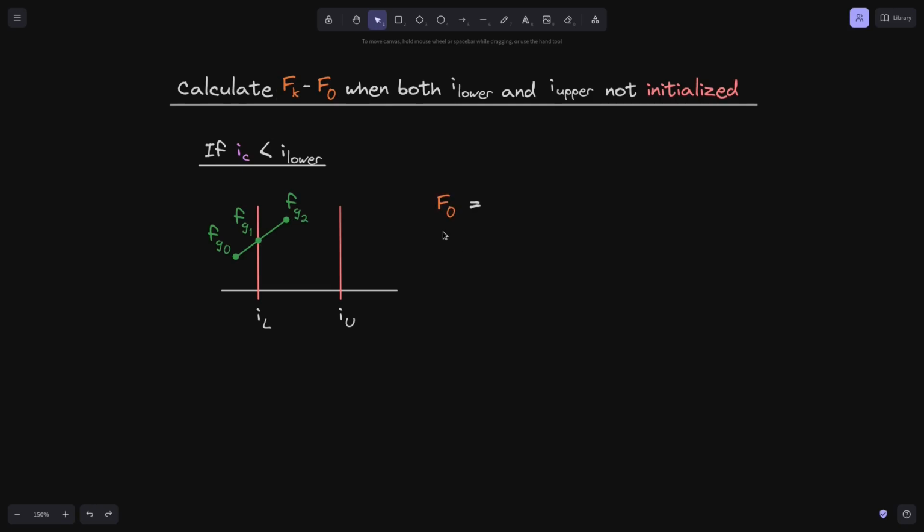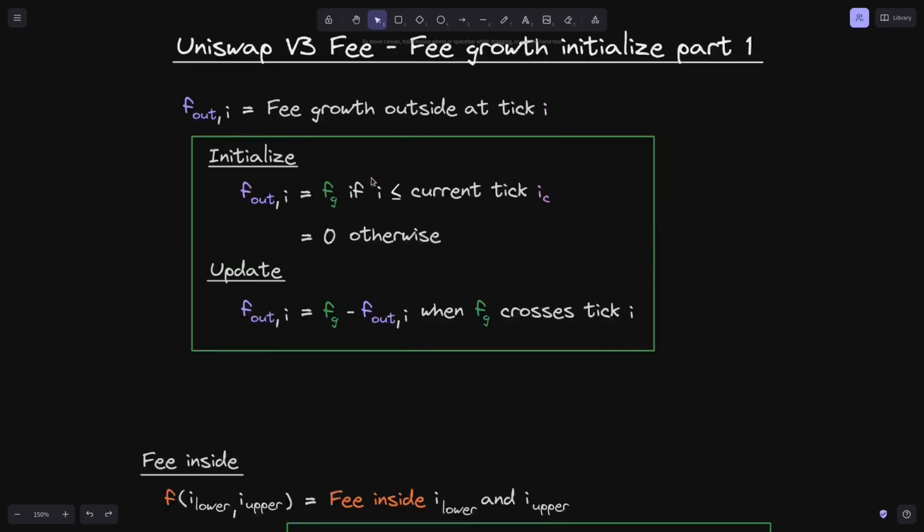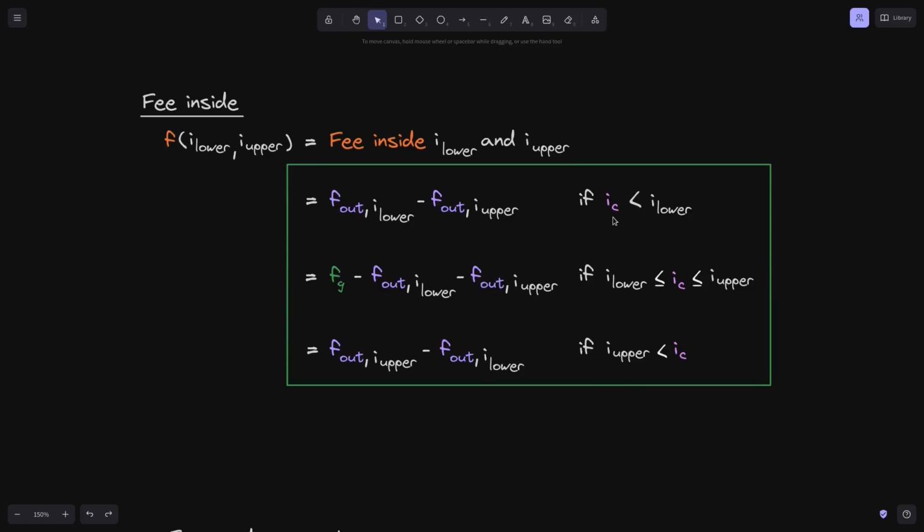So let's start out by calculating f0. f0 is the fee growth inside i lower and i upper at time t0. So to calculate f0, we'll use the equation that we listed above. And again, remember that the current tick i of c is less than i lower. So scrolling back up, when the current tick i of c is less than i lower, we'll need to use this equation.